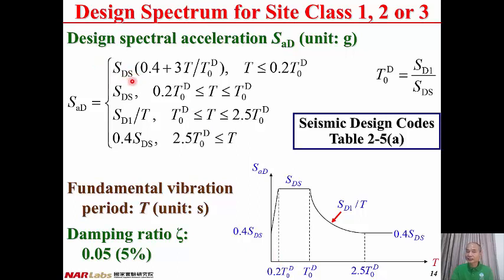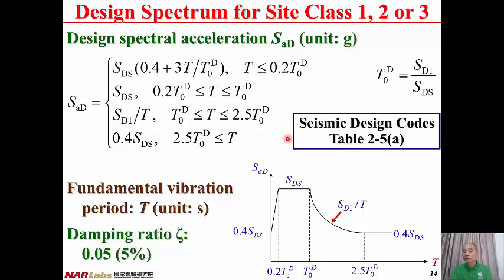The first segment can be expressed as SAD equals SDS times (0.4 plus 3T divided by T0D), where T0D is defined as SD1 divided by SDS, for T less than 0.2 T0D. The second segment ranges from 0.2 T0D to T0D and is constant: SAD equals SDS. The third segment, from T0D to 2.5 T0D, is inversely proportional to the structural vibration period T. Therefore, SAD equals SD1 divided by T. And when T is larger than 2.5 T0D, that's the fourth segment, and SAD is constant again, equal to 0.4 SDS.